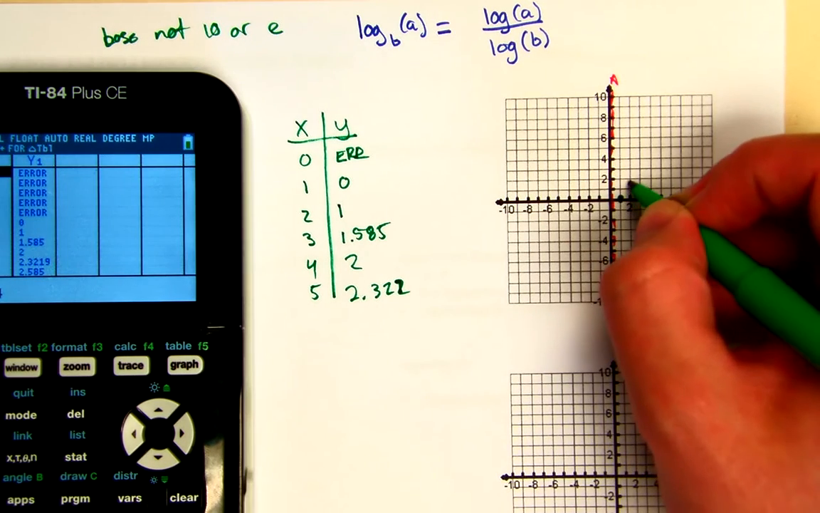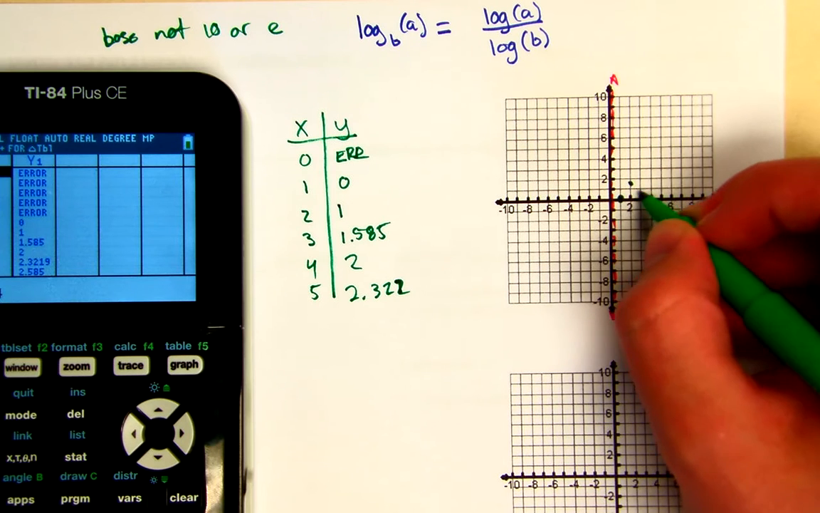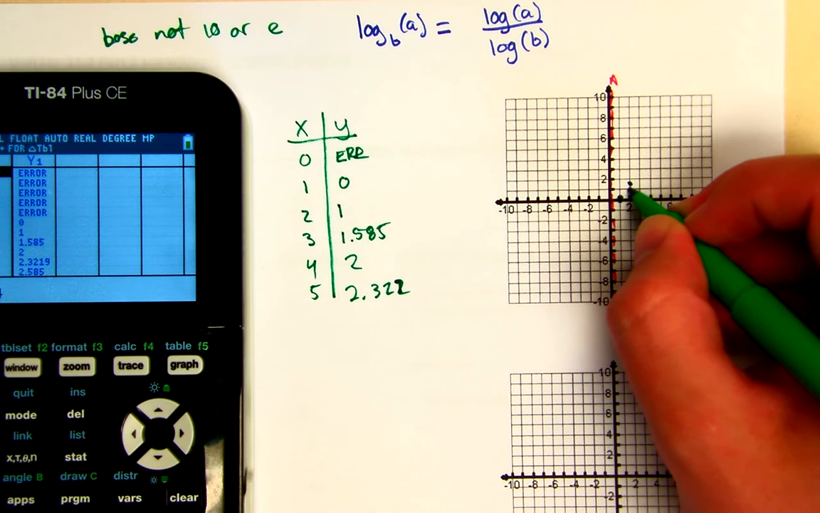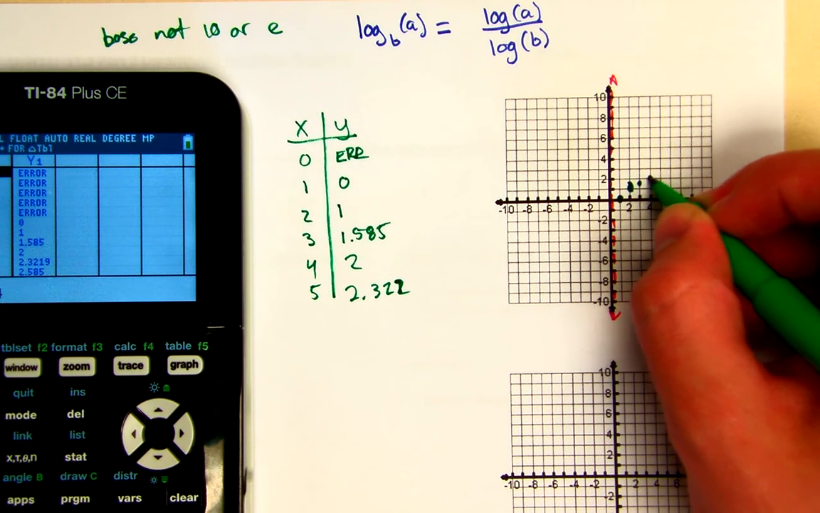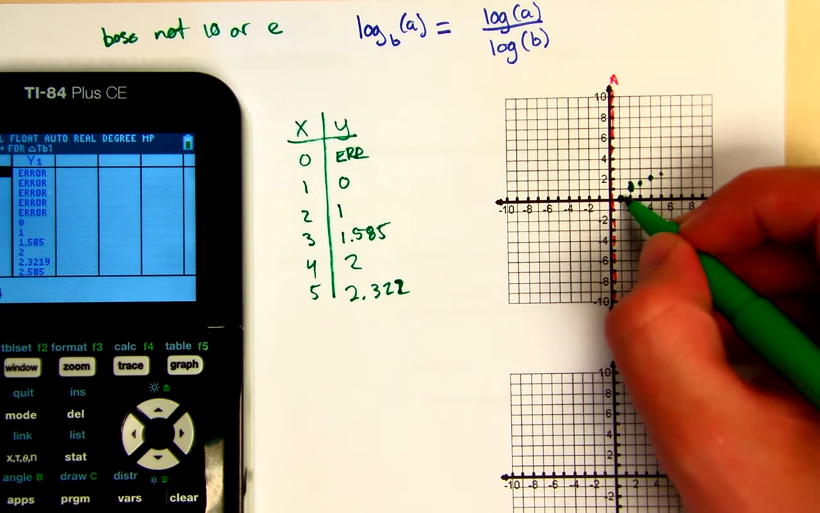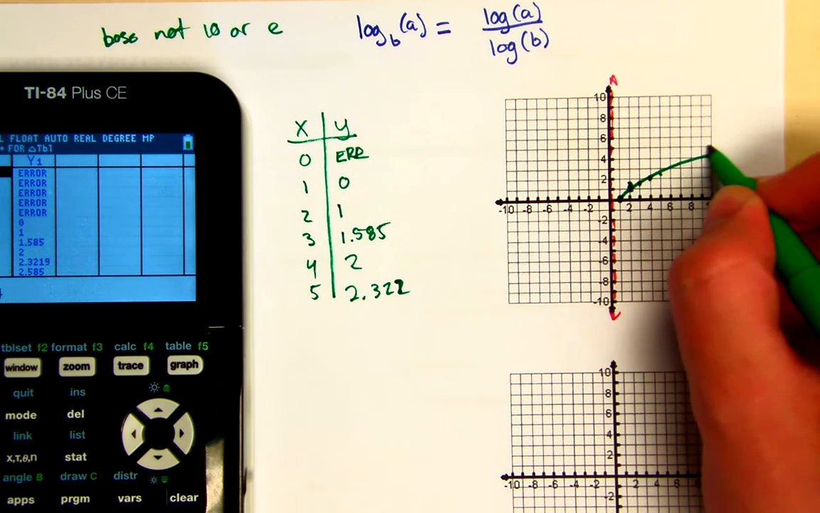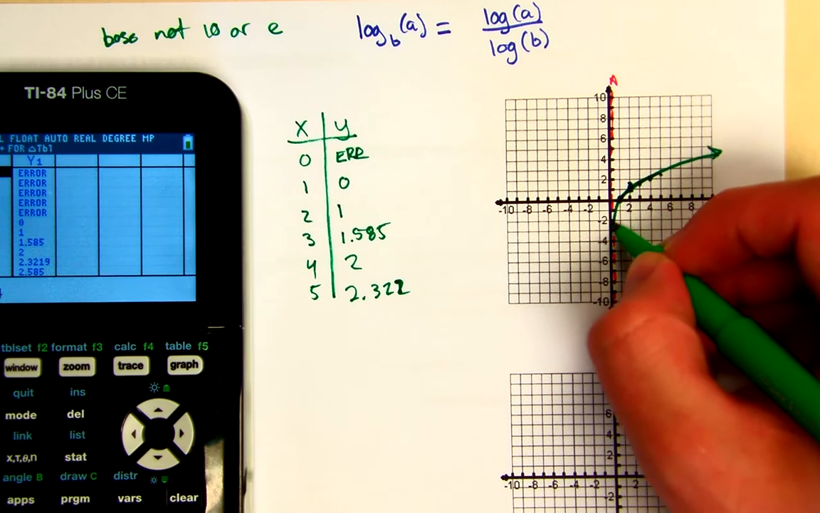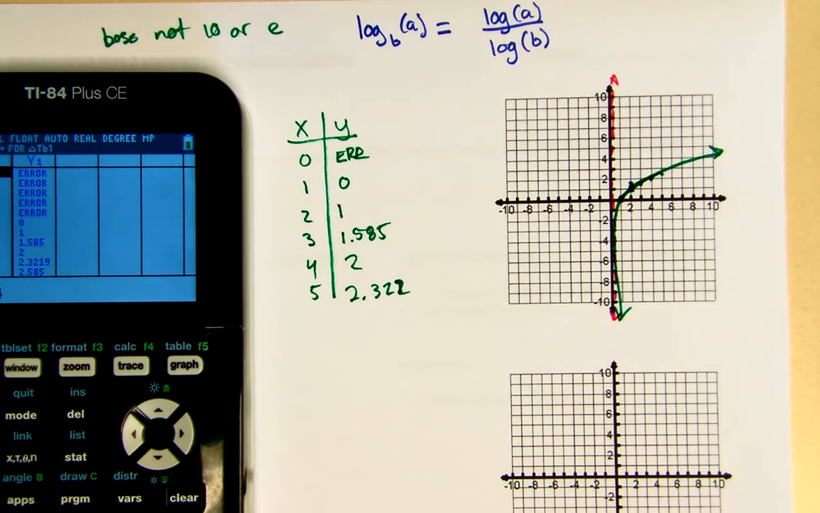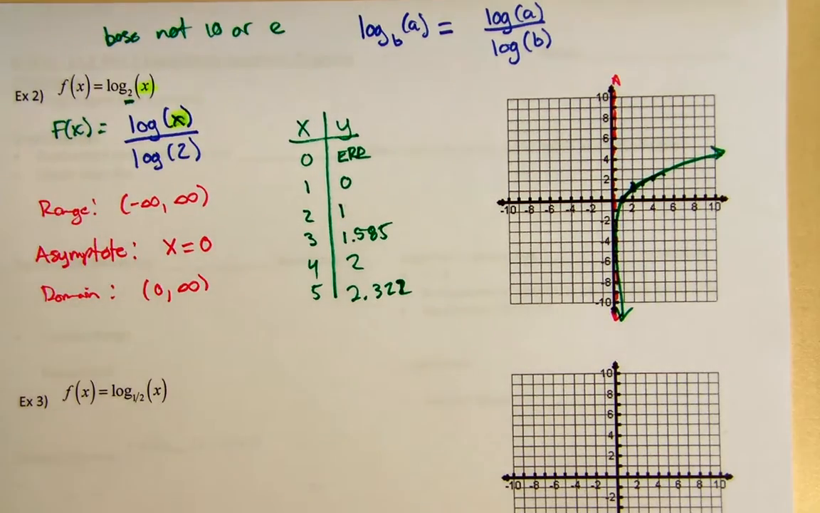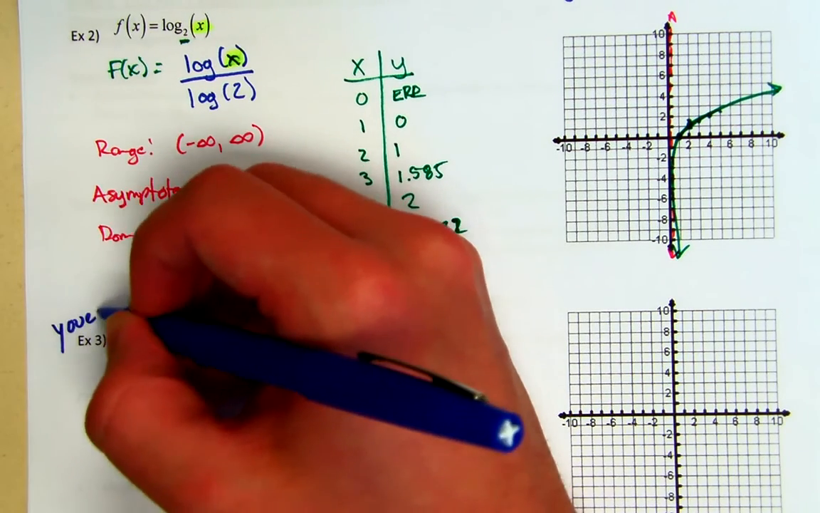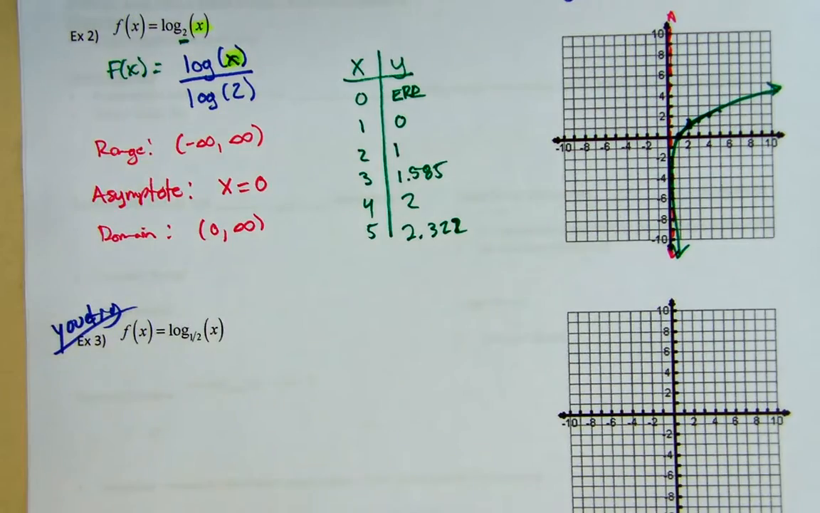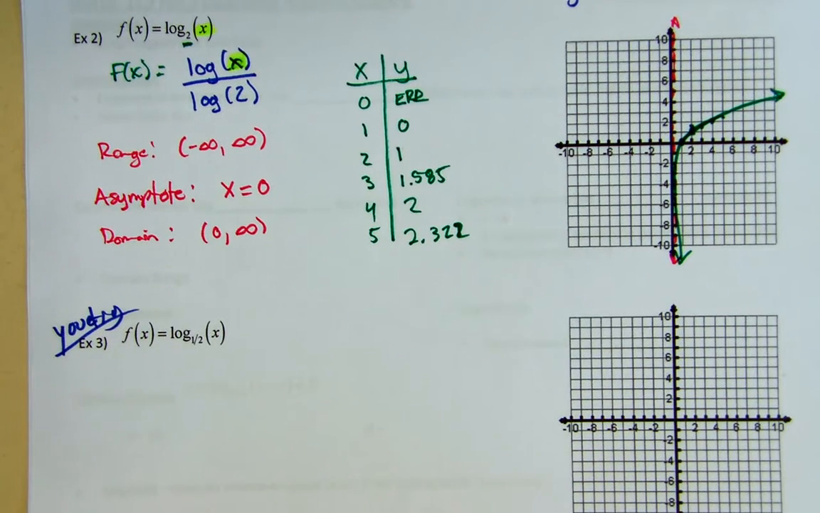So now we can actually plot some points that are a little bit better. 3, 1.5-ish, 4, 2, 5, 2.3. So we're kind of going up here. So approaching, and then again, we're going to follow that curve down towards the asymptote. Alright, I'm going to leave this one here as a you try. That's basically the same exact process as this one, and you'll figure that out when you do it. So go ahead, you do that one on your own.